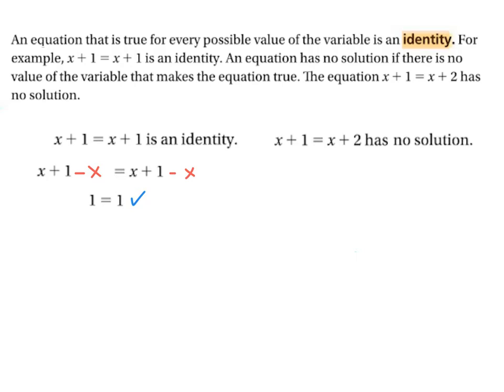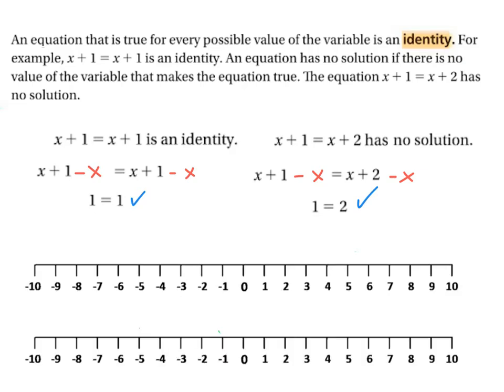The other possibility is that there's no value that makes the equation true. An equation has no solution if there's no value of the variable that makes the equation true. Makes sense, right? No solution. It's right there in the way that you say it. The equation x plus 1 equals x plus 2 has no solution. And if we did the same thing here, you could see, what if we subtracted the same amount away from both sides, that x amount, whatever it is, we get 1 equals 2. When is that true? That's never true.